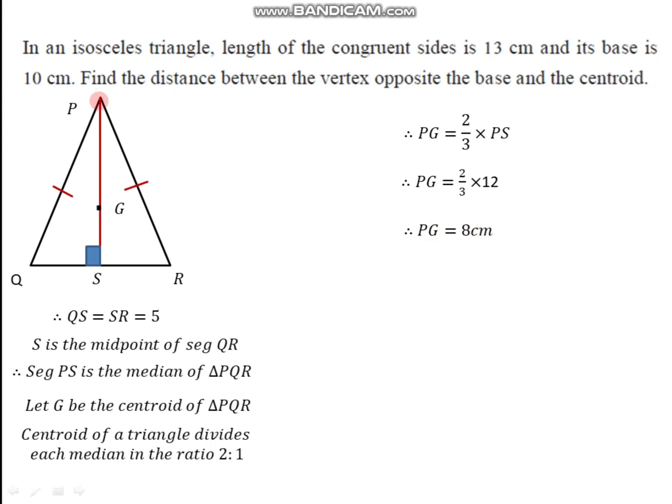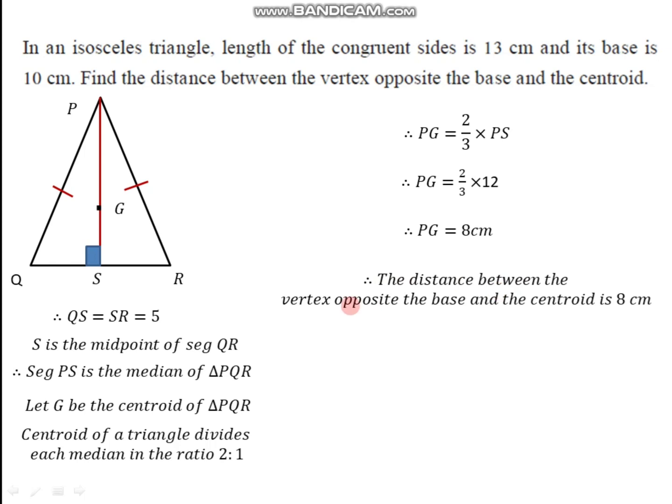As we can see here, segment PG is nothing but the segment joining the vertex opposite to side QR, that is point P, and the centroid of the triangle, that is point G. So we have found the length of segment PG, that is, we have found the distance between the vertex opposite to the base and the centroid of this triangle. PG is equal to 8 centimeter. This is the answer to the question. The distance between the vertex opposite to the base and the centroid is 8 centimeter.